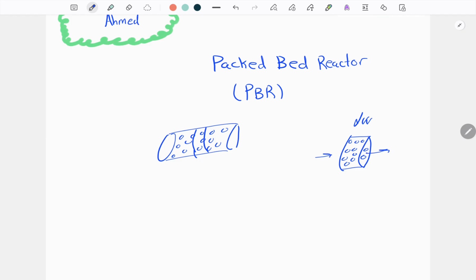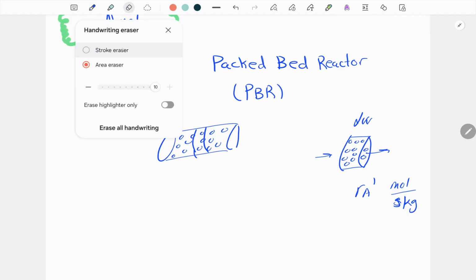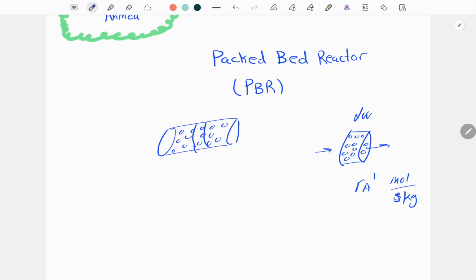The moles flowing in, moles flowing out. The only difference is the rate of reaction. For the packed bed reactor, we'll use Ra prime, which basically shows that the rate of reaction is in terms of mass. So usually the reaction rate units are moles per second meter cubed, but in this case it'll be moles per second kg. So yeah, that's the only difference.